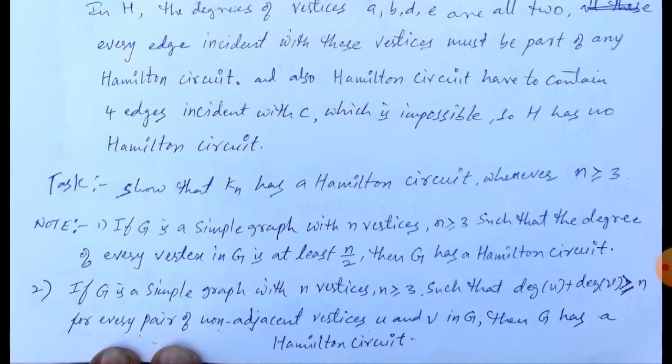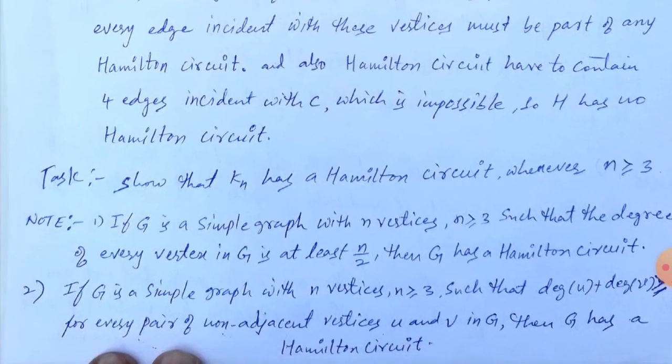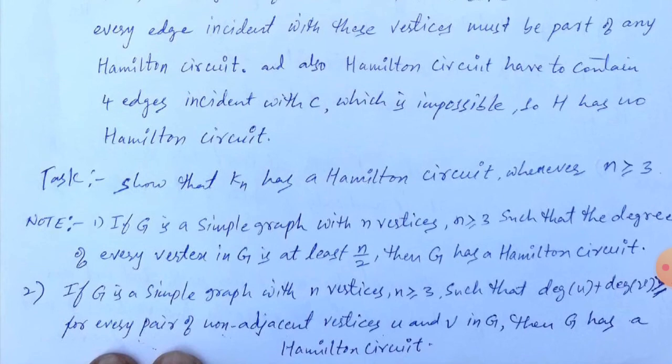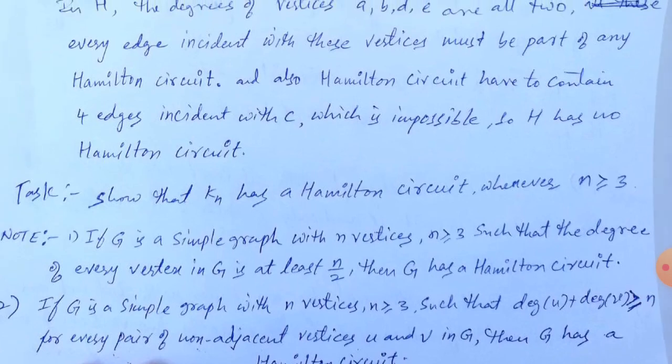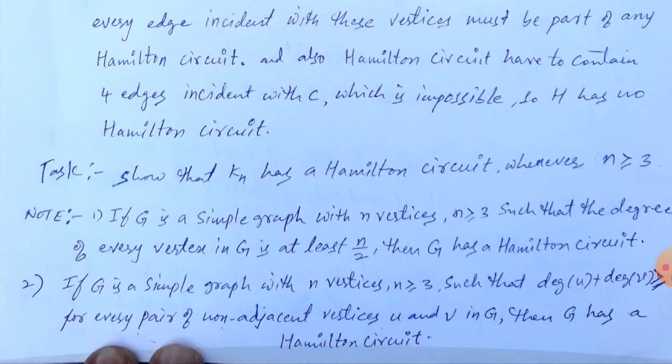Now note, if G is a simple graph with n vertices, n greater than or equal to 3, such that the degree of every vertex in G is at least n by 2, then G has a Hamiltonian circuit. If G is a simple graph with n vertices, n greater than or equal to 3, such that degree of U plus degree of V is greater than or equal to n for every pair of non-adjacent vertices U and V in G, then G has a Hamiltonian circuit. You have to calculate like that for non-adjacent vertices only.